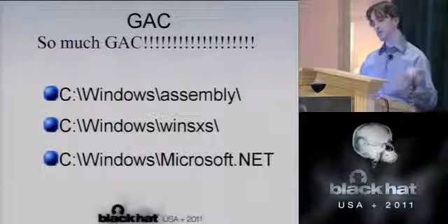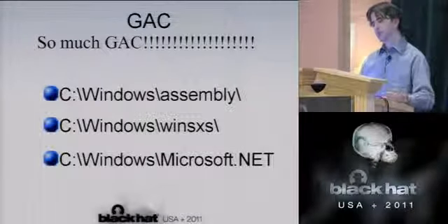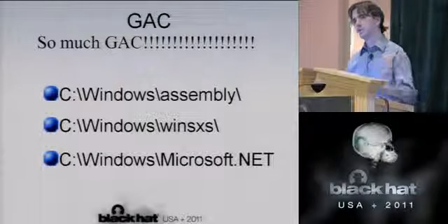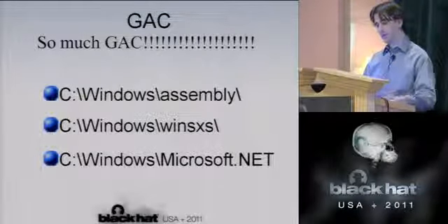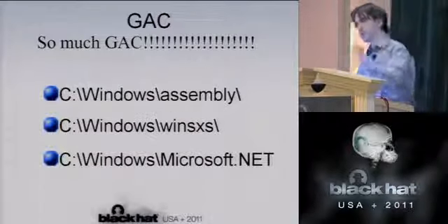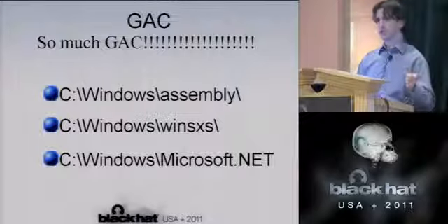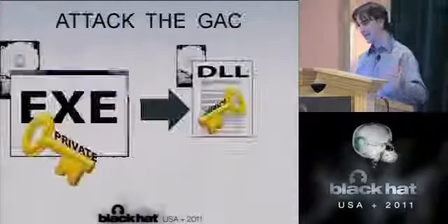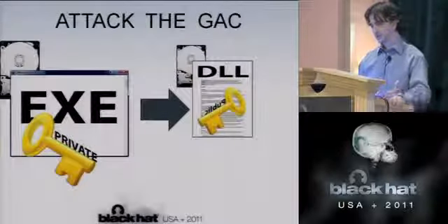There's a bunch of GACs. There's Windows Assembly, there's Windows WinSXS, and there's Windows/Microsoft.NET. These GACs are used by different programs for slightly different reasons. And when you check these out, you're going to find nice vulnerable areas to target: this DLL, or this application shouldn't be calling .NET, but it is, and it's out of here. And the GAC is nice because everyone calls it.